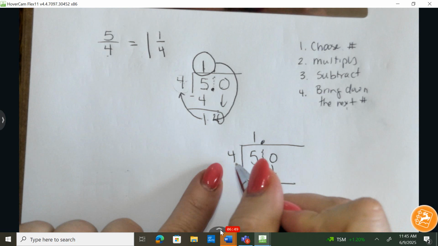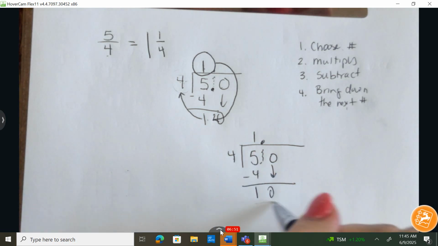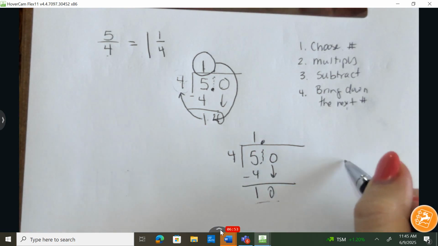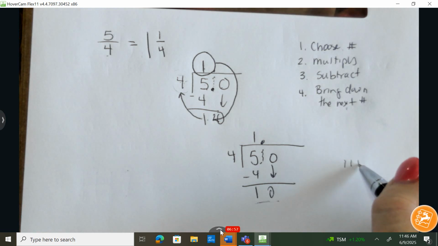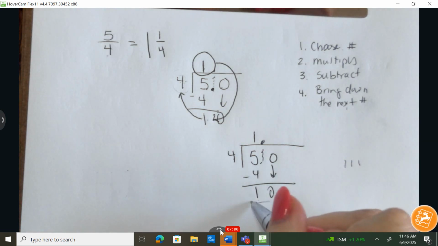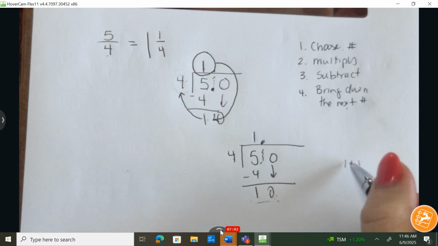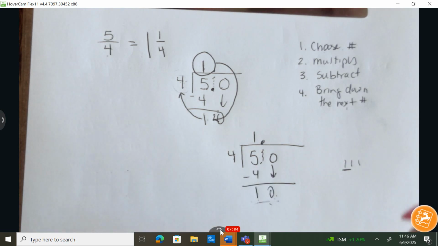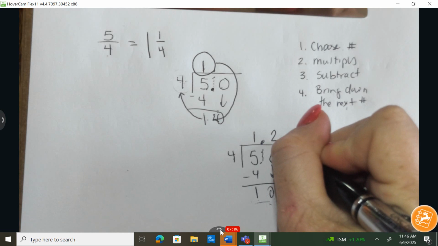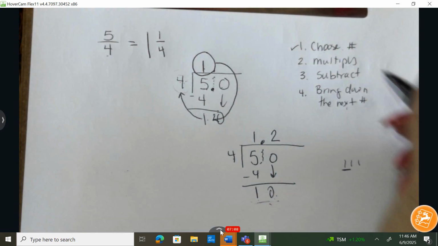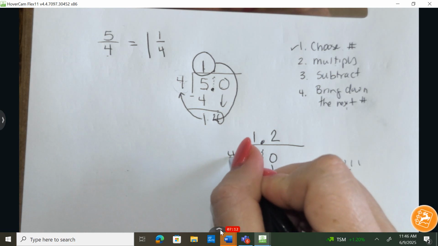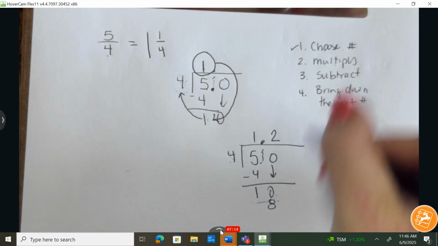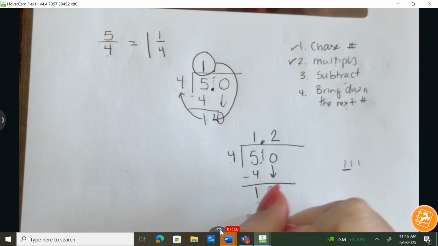Choose a number. Okay, how many times can 4 fit into 10? One group of 4 is 4. Two groups of 4 is 8. 3 groups of 4 would be 12, and that would exceed or go beyond a value of 10. So only 2 groups can fit into 10 without going over. 2. I've chosen the number. Now I'm going to multiply it by the outside. 2 times 4 is 8. Okay, I did that. Now I'm going to subtract down.